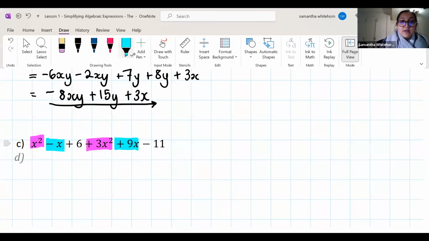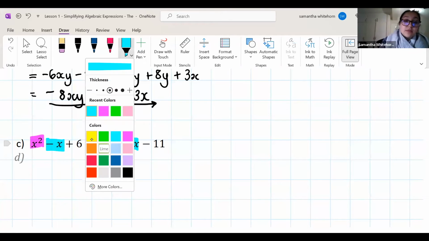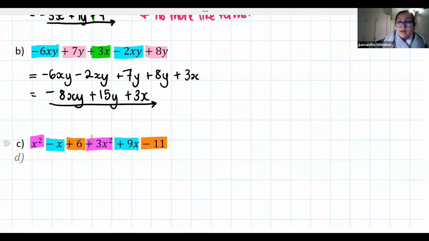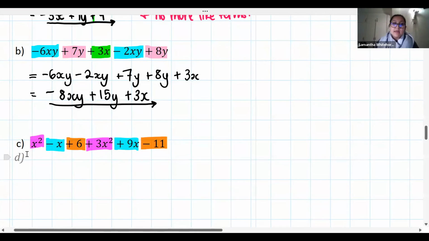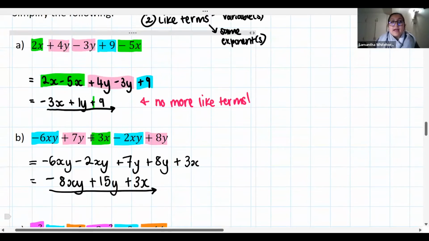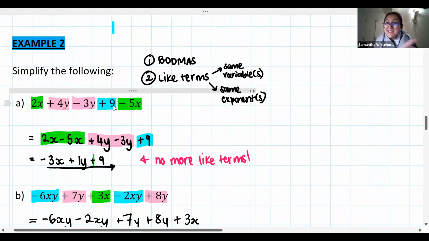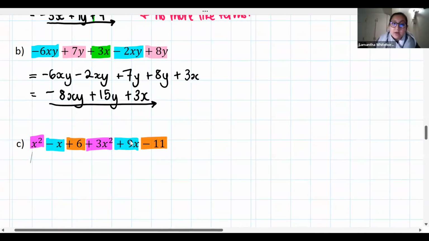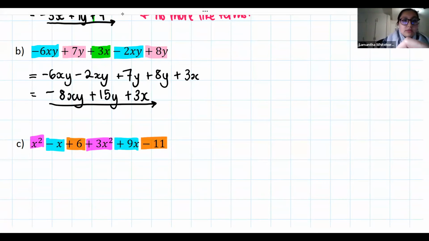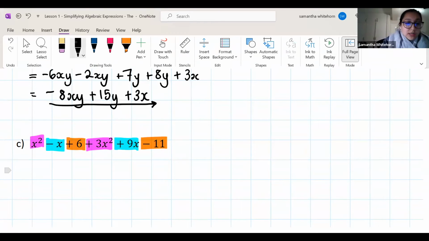Then finally, what's a little bit new here is we've got multiple constants. We've got a plus 6 and a minus 11. So just bear in mind that unlike what we had in question A, your constants can have like terms. So there can be multiple constants that you'll need to add or subtract. And we see that now in C. If you want to reorder, by all means do it.